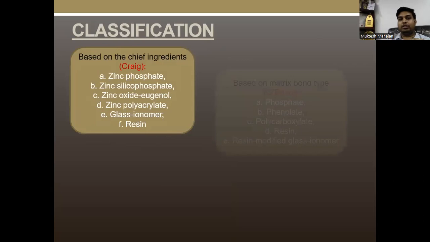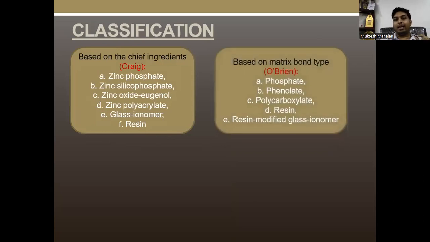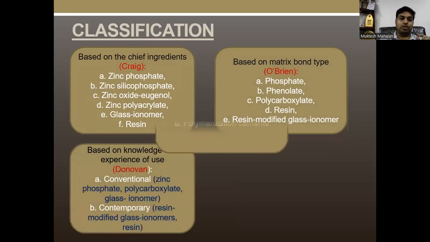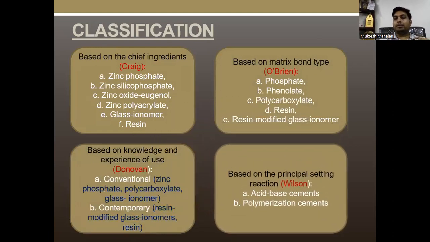Classification. These are the general classifications given in different books: based on the chief ingredient, based on the matrix bond type, based on the knowledge and experience of use, based on the principal setting reaction. These are given in different books, Craig, O'Brien, Donovan, and Wilson.